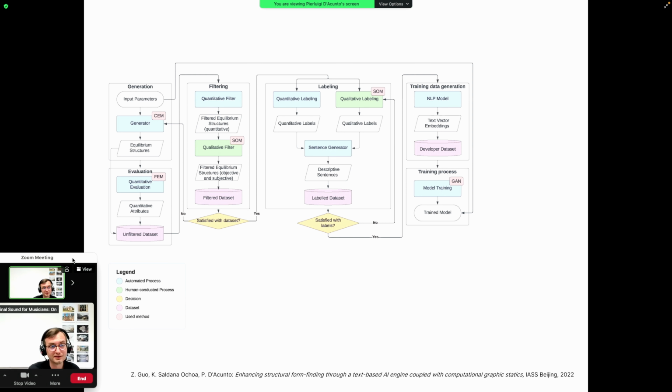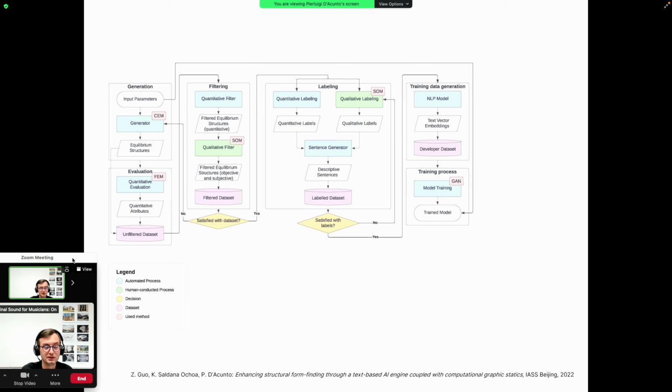There is a second step of qualitative filtering. This is similar to what we saw before. So the self-organizing map is used to cluster the multidimensional design space in something that is intelligible by the human designer, and the human designer can start to operate on the design space that is rendered in such a way that is readable. After this filtering, then we go into the phase of labeling.